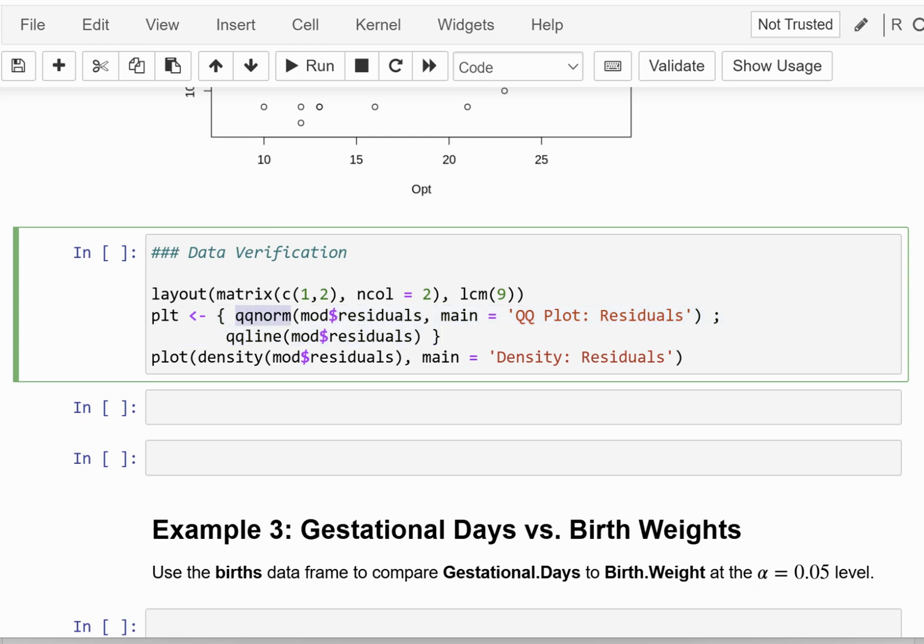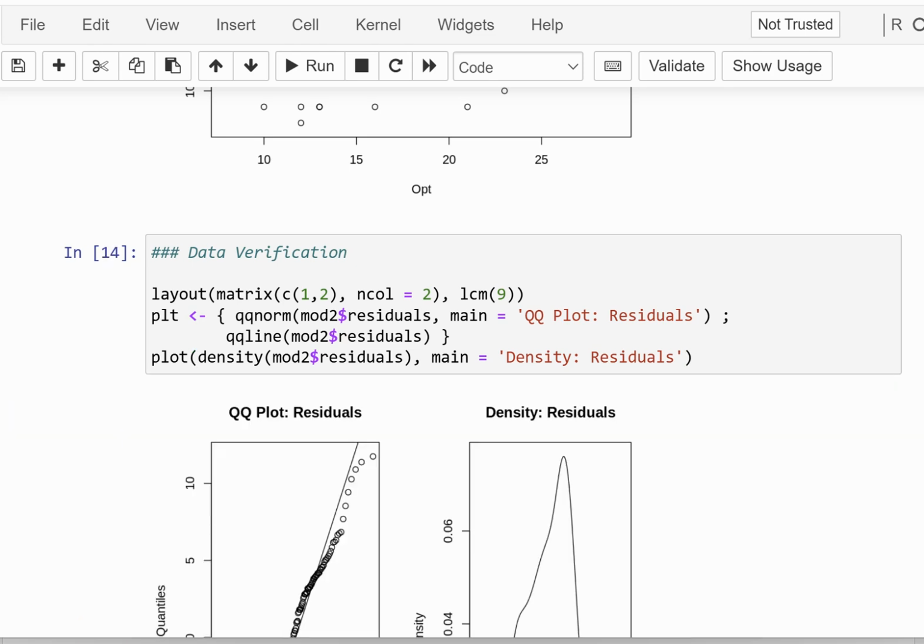I first use QQ norm to make the QQ plot, and then I use QQ line, right, to superimpose the line of best fit on it. Okay, so this is going to be a QQ plot of the residuals. This is also going to be a density plot, except, right, I need to be doing mod 2 instead of just the model. Okay, and that'll work with the current data. All right.